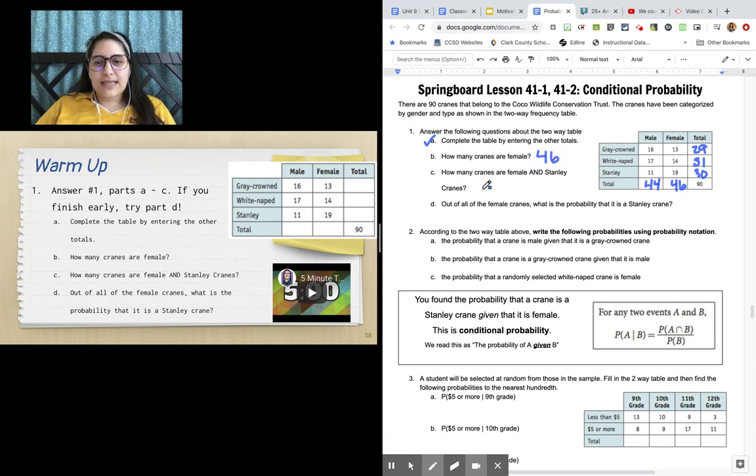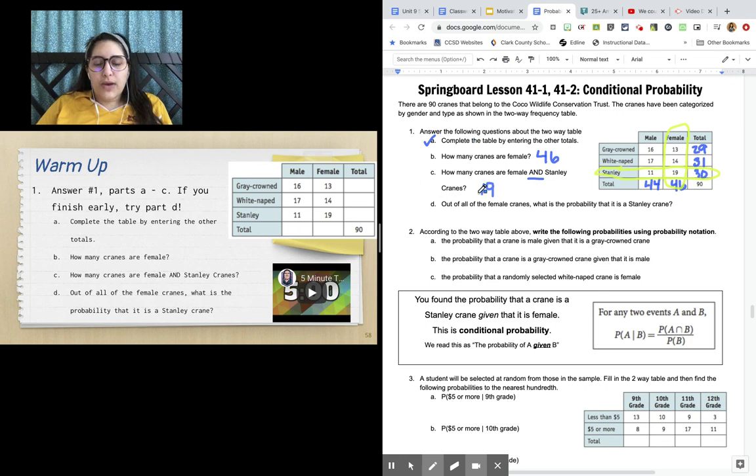Next, I need to figure out how many cranes are female and Stanley cranes. Remember that the word and means it has to be both. The easiest way, I think, to look at an and probability is to say, I'm looking at the females, which are right here, and the Stanley cranes are right here. The and probability is simply where those overlap, and the number that they overlap at is 19. So there are 19 cranes that are both female and Stanley cranes.